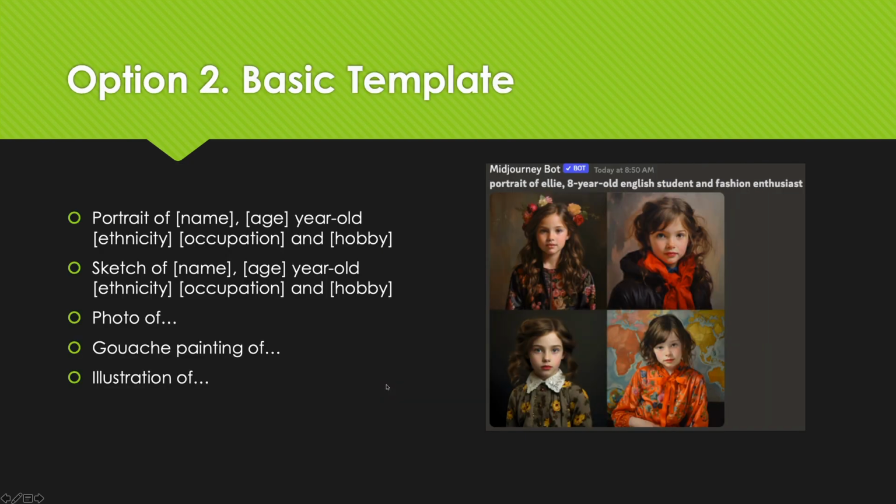All right, here's the second option, where we have a basic template: portrait of name, age, year old, ethnicity, occupation, and hobby. Or sketch of name, age, year old, blah, blah, blah. Photo of, gouache painting of, illustration of, watercolor of, Polaroid of, anything like that. Fashion photograph of, passport portrait of. The possibilities are endless. And so we've got this one here: portrait of Ellie, 8-year-old English student and fashion enthusiast.